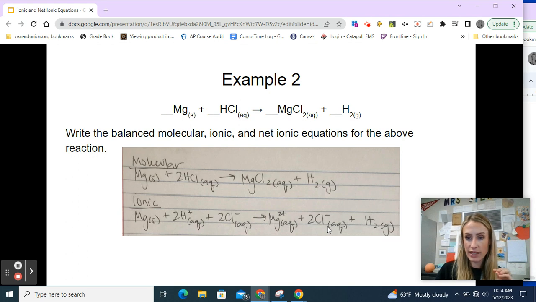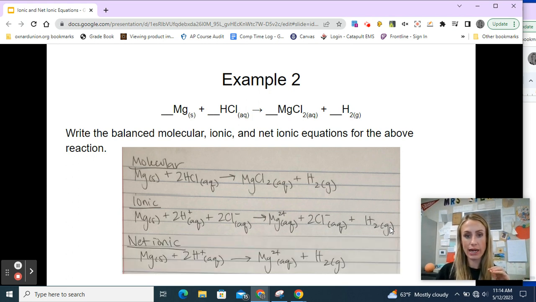A lot of people look at this problem and they want to eliminate magnesium, but look, it's not the same. I have a magnesium solid on the reactant side and I have a magnesium ion on the product side. Not the same thing. They do not cancel out. Also, I have 2 hydrogen ions on the reactant side and I have an H2 gas on the product side. Again, not the same thing. They do not cancel out. So the only thing that cancels out here is my 2 chloride ions. And this is my net ionic equation.